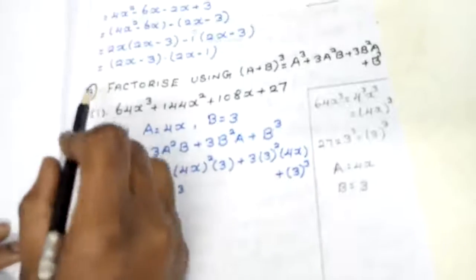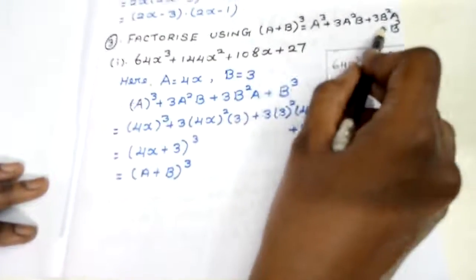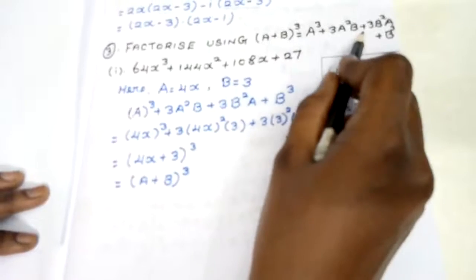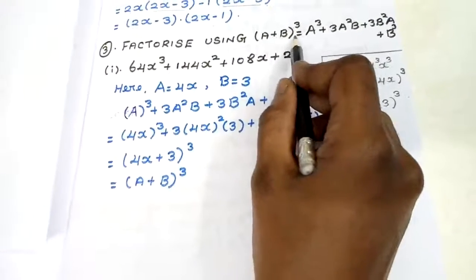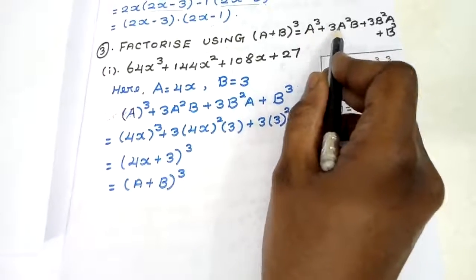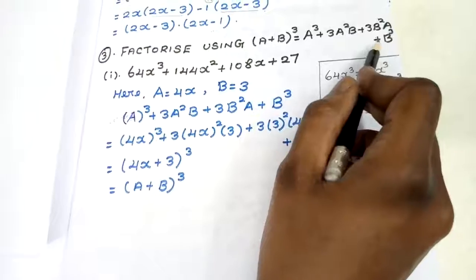The next one is the third question. Factorize using the given formula, left hand side equal to right hand side. They have given you the formula. The formula is (a plus b) the whole cube is equal to a cube plus 3a square b plus 3b square a plus b cube.